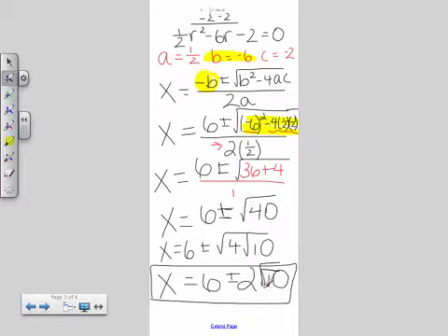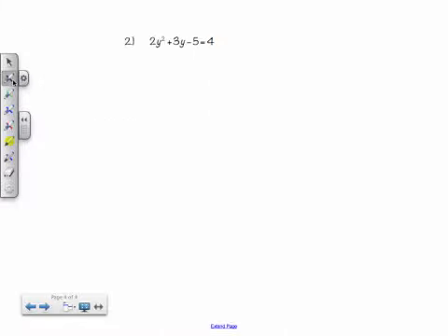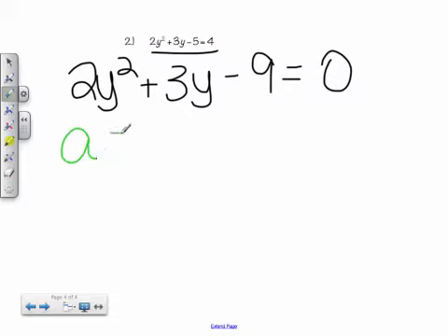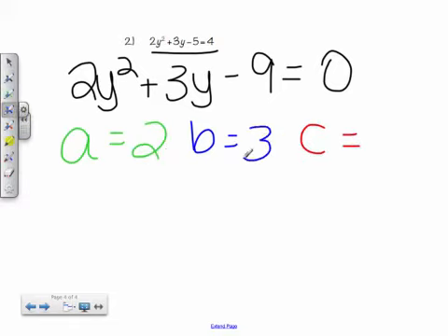Okay, sorry about that. The square root sign should be over the 10. All right. Okay, so in this problem right here, it's not in the format ax squared plus bx plus c equals 0 because of that 4. So I'm going to subtract 4 from both sides, and I end up getting 2y squared plus 3y minus 9 equals 0. Then I'm going to identify what my a value is, what my b value is, and what my c value is. So my a value I know is 2, my b value is 3, and my c value is negative 9.